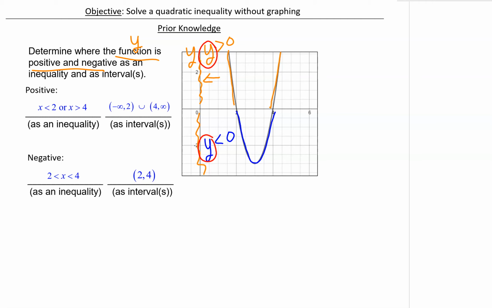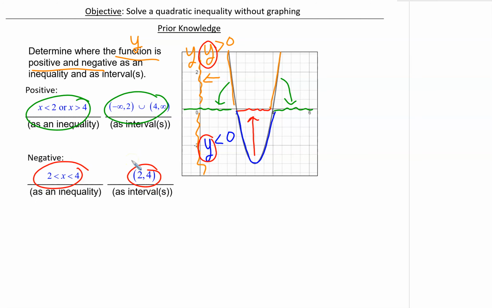So remember that where a function is positive, we're looking at the x's that correspond to the positive values. And that would be here for our inequality and our corresponding interval notation. And when we are looking at where a function is negative, these negative y's correspond to the x's in the middle. And that's this compound inequality here and its related interval.